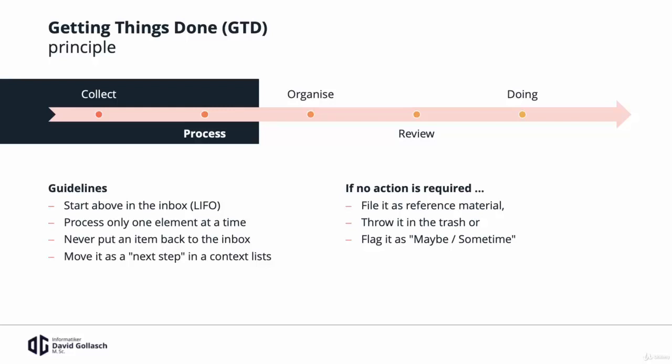You always just process one element and not multiple. So one item from your inbox should be processed at one time. Most important part here, never ever put an item back into the inbox. If you have it in your hand and you want to process it, then do this and remove it from your inbox, and move it onto your action list or whatsoever. So process it directly, immediately, and then it's finished.